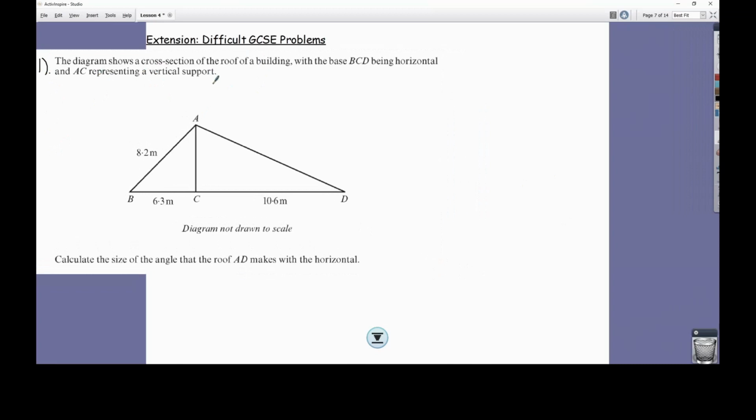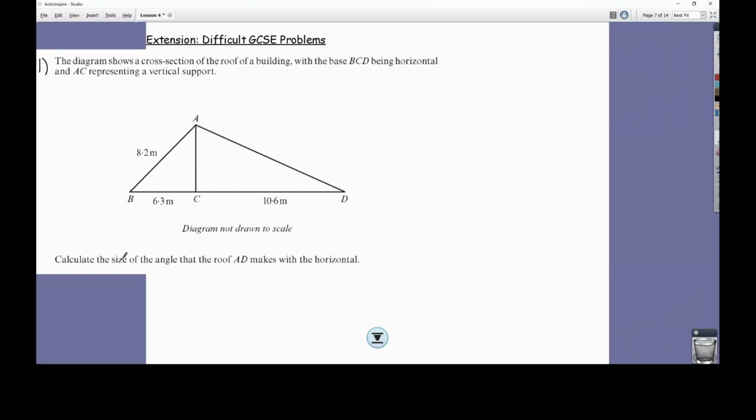The diagram shows a cross-section of the roof of a building with base BCD being horizontal and AC representing a vertical support. That doesn't really matter here. I mean, essentially it means that the building will look something like this. So it just basically means you've got a building like that. Well, maybe not like that, I wouldn't stand up, but you know what I mean. So it doesn't really matter. Sometimes context isn't that helpful.